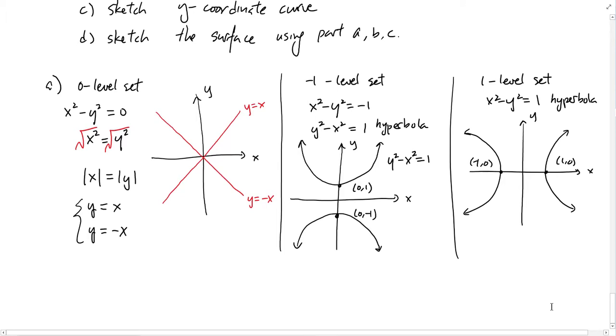So let's do B. For B, you want to do the x-coordinate curve. So remember, when you try to do the x-coordinate curve, what you want to do is let y equal some constant, which I'm going to let y equal constant b. And so therefore, what I have would be x squared minus b squared equals z.